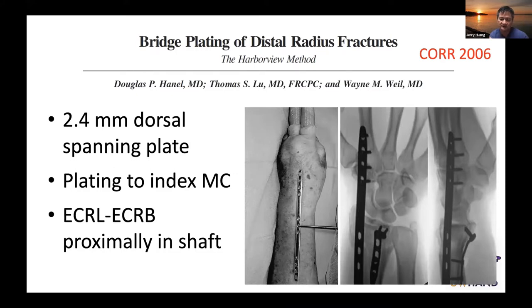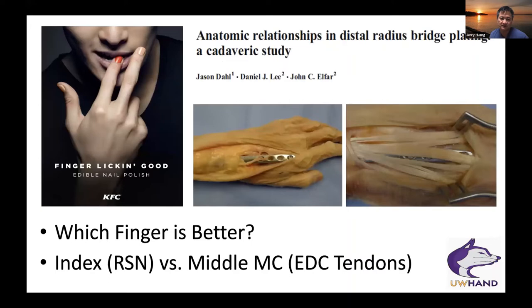By doing it over the second, it's probably a little bit safer. So a couple of cadaveric studies have been done, and there's several authors. This one's out of Rochester, New York, looking at index versus middle. The main structure at risk is the radial sensory nerve. If you look at the index metacarpal, if you go over the middle finger, this is why this is advocated by Doug Cano, is you avoid the finger extensors, namely the EDC tendons, by sliding underneath the ECRL tendons.